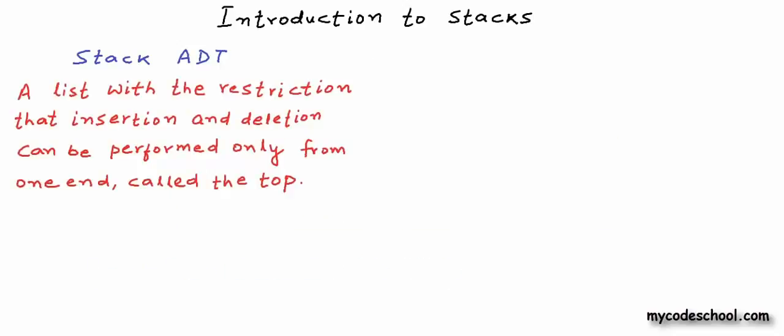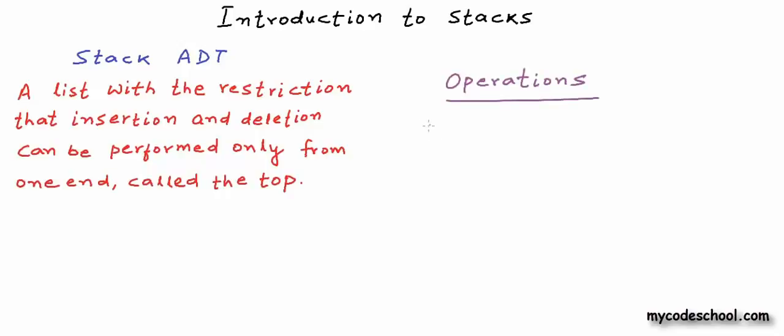Let's now formally define stack as an abstract data type. A stack is a list or collection with the restriction that insertion and deletion can be performed only from one end, that we call the top of stack. Let's now define the interface or operations available with stack ADT.